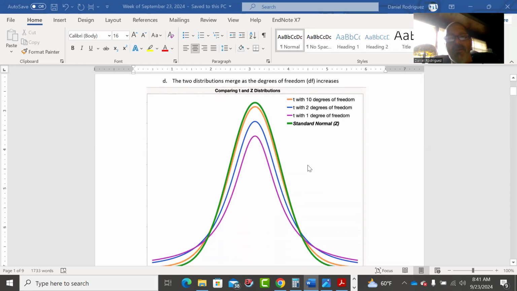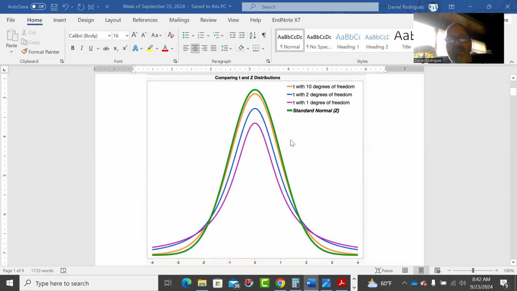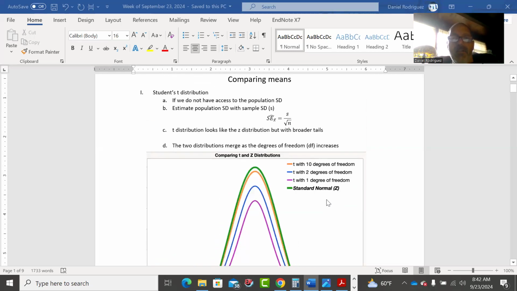So here's an example where we have the sample size. Basically, when we talk about degrees of freedom, it's the sample size minus one. So it's essentially the sample size. As the sample size increases, so here's with one, so this is two individuals, 1 degree of freedom, etc., going on till we get to the standard normal. You see with the sample size increases, the two distributions converge. What's different though is that the tails are wider in the t distribution than in the normal distribution.